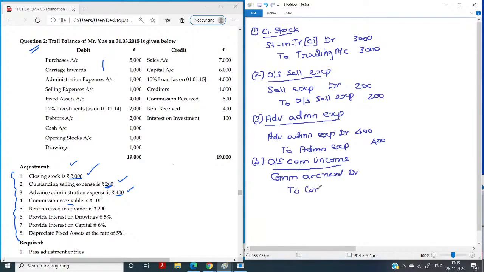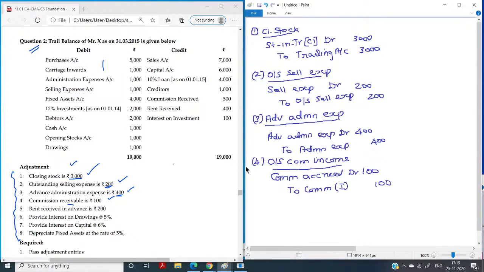Usually we get a lot of confusion whether it's an expense or income. In this case, receivable being income only, I'll put the value in brackets, commission income, right? So the value here being 100.